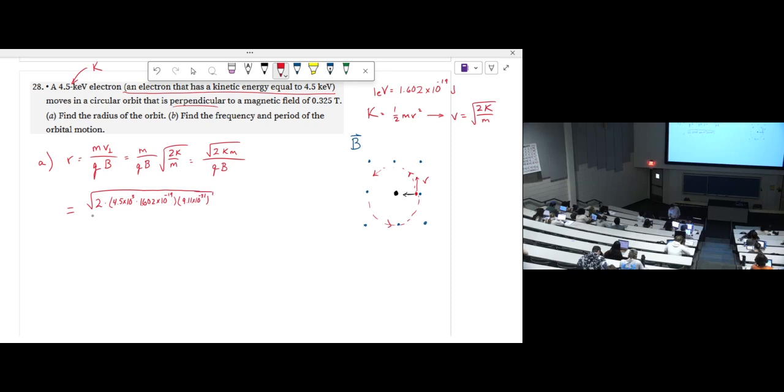You'll have to check me on that. I didn't write that down. I solved this problem with AstroPi, so I didn't actually figure out what that was. The charge is 1.602 times 10 to the minus 19 coulombs times B of 0.325 Tesla. All this comes out to be 6.96 times 10 to the minus 4 meters, or that's 696 microns. So just tighter than a millimeter.